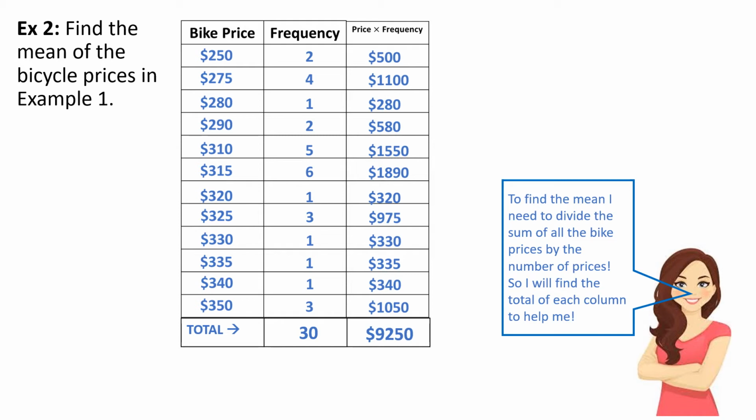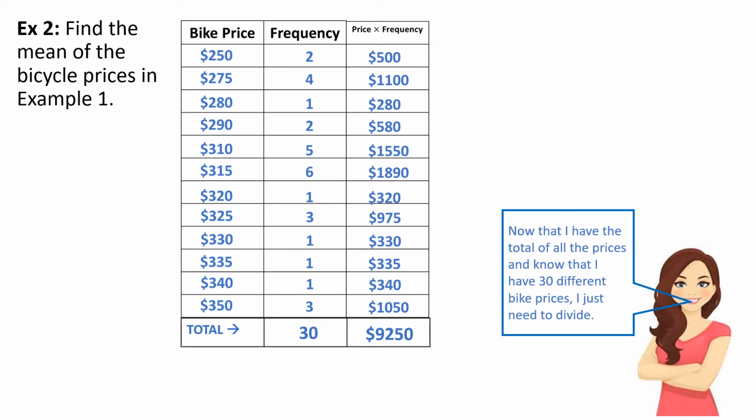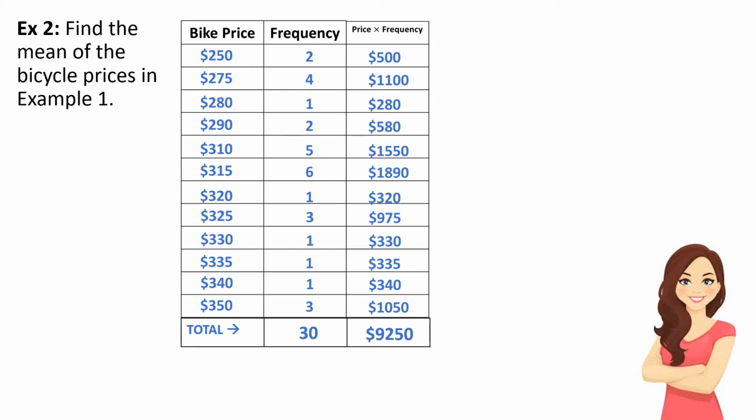9,250. Now remember, the mean takes the total sum and divides by the number or frequency. So now that I have the total of all the prices and know that I have 30 different bike prices, I just need to divide. So the mean will equal 9,250 divided by 30.